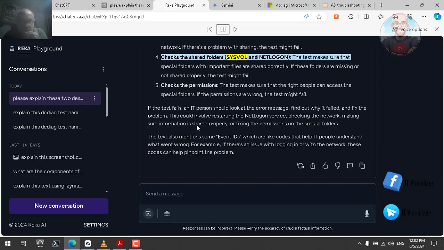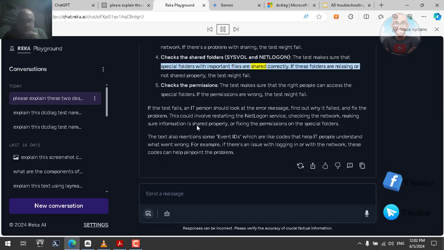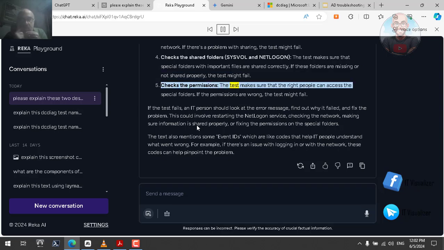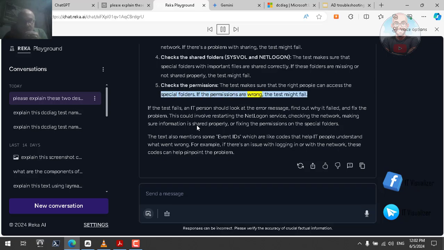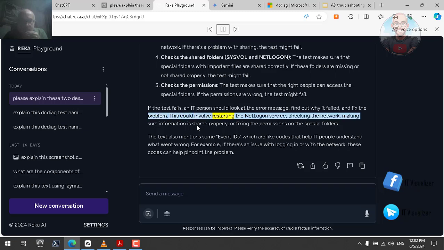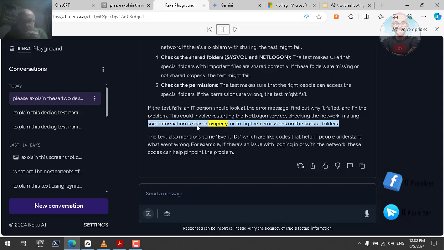Checks the shared folders. Sysvol and Netlogon. The test makes sure that special folders with important files are shared correctly. If these folders are missing or not shared properly, the test might fail. Checks the permissions. The test makes sure that the right people can access the special folders. If the permissions are wrong, the test might fail. If the test fails, an IT person should look at the error message, find out why it failed, and fix the problem. This could involve restarting the Netlogon service, checking the network, making sure information is shared properly, or fixing the permissions on the special folders.